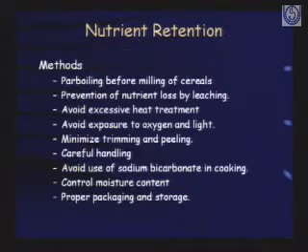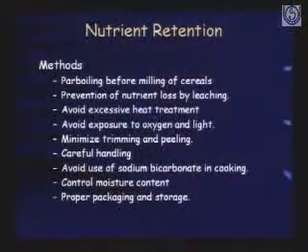We can improve our nutritional status by eating a good diet and also by employing methods which can retain nutrients. For example, we can prevent excessive peeling and trimming. We can handle food carefully. Before milling of cereals, milling being the conversion of brown rice into white rice, we can parboil it. That means soaking in water for some time and then drying it. This will improve nutrient retention.